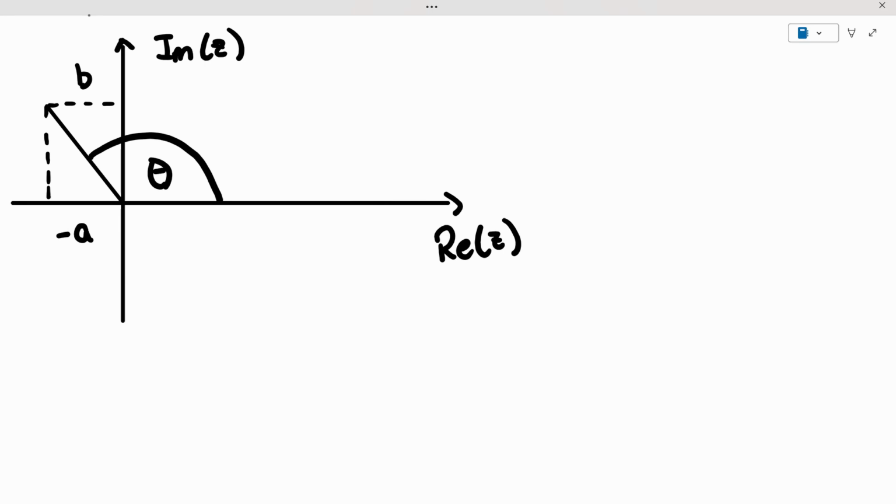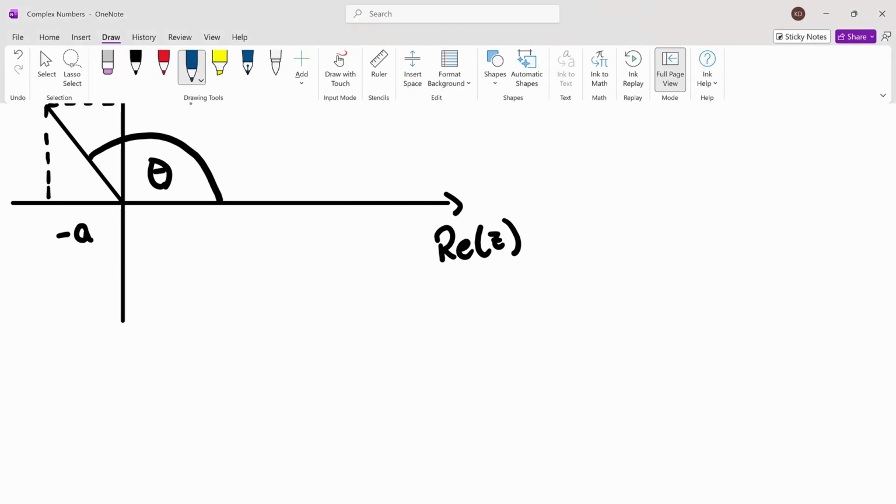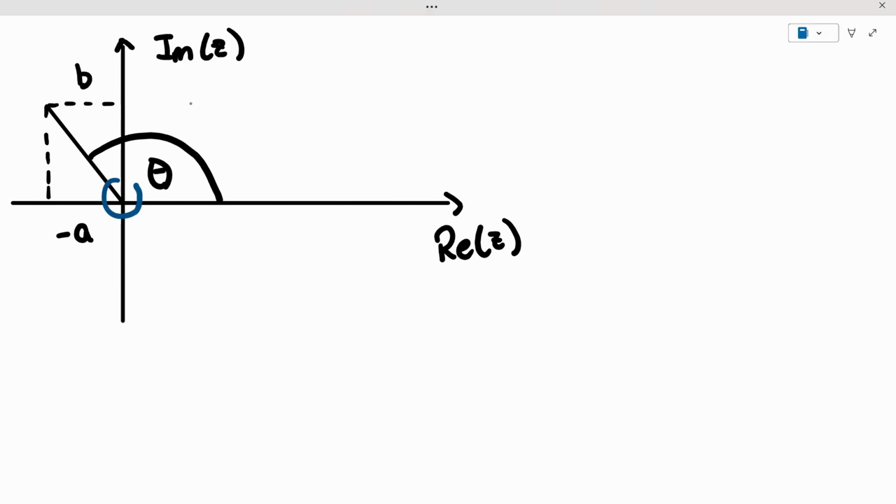So how would we find this angle? Well, first things first, this is an entire rotation of 360 degrees, a circle, or 2 pi. So this half here, this semicircle here, is a rotation of pi radians. So this angle here is pi minus the angle over here. What is the angle over here? Well, the angle over there is tan inverse of b over a.